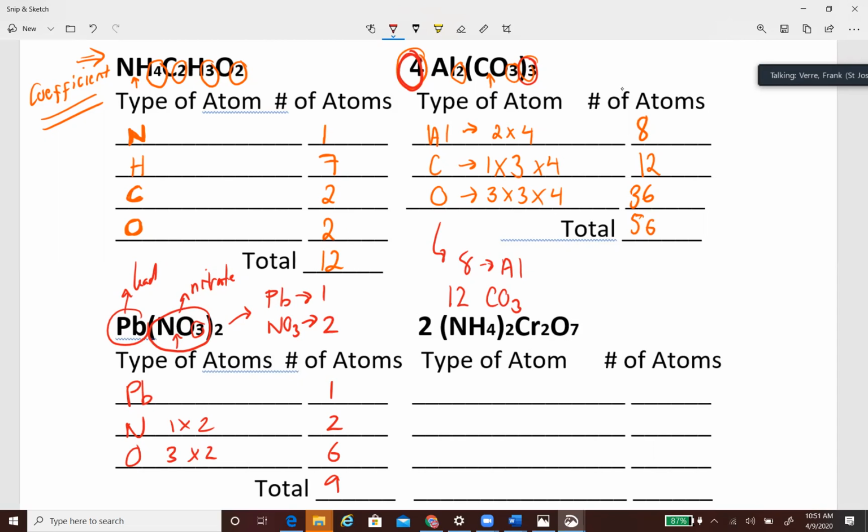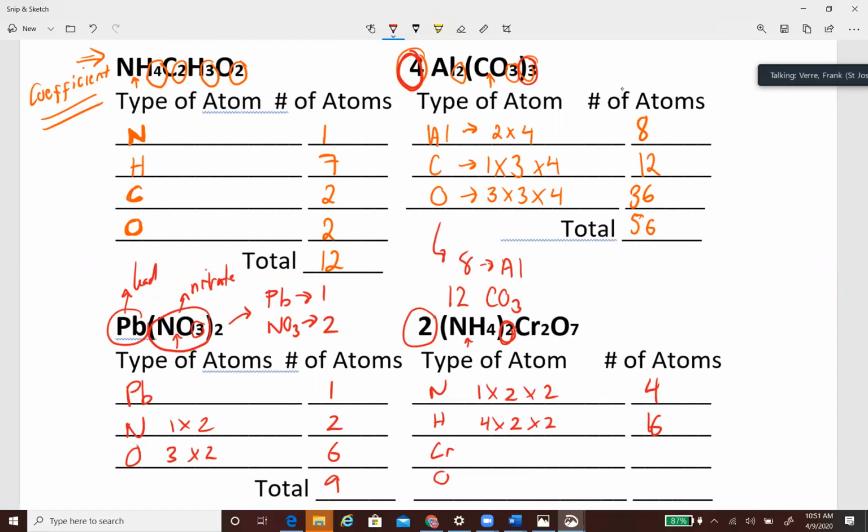Last example would be this one over here. So this one, we can look at it as there's N, there's H, there's Cr, and there's O. In terms of the N, there's no subscript, so that means 1. There's a number outside the bracket, there's your multiplier, and there is also a coefficient, times 2, so that gives us 4. For hydrogen, there is a subscript, 4. There's a number outside the bracket, and there's a number in front, so that would give us 16.